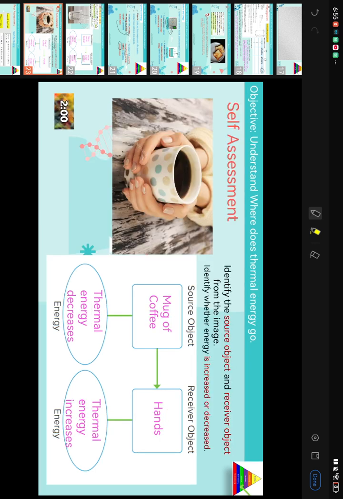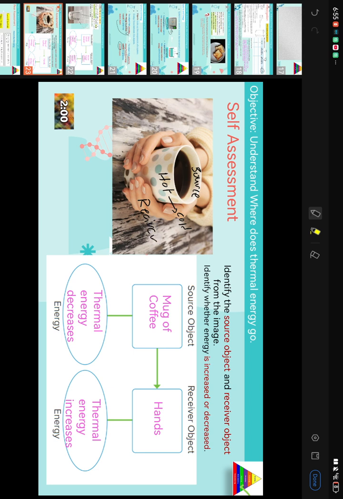Another example: if you hold a cup of coffee in your hands, we know that the coffee is the hot object, but the hand is the cold object. So the energy transfers from hot to cold, as we mentioned before. The source object will be the mug, and the receiver object will be the hands.